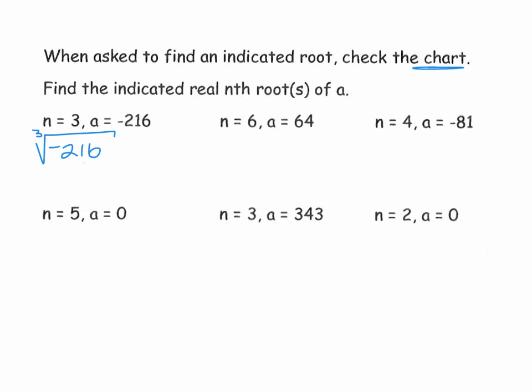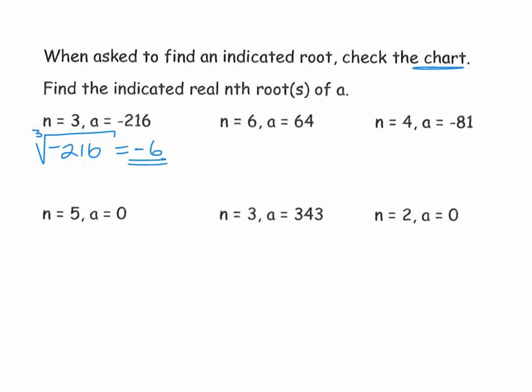When your index is odd, you have just one solution. So if the radicand is negative, so is our answer. It just means we're going to have negative 6 as a solution. That means if you took negative 6 times negative 6 times negative 6, you would get negative 216.